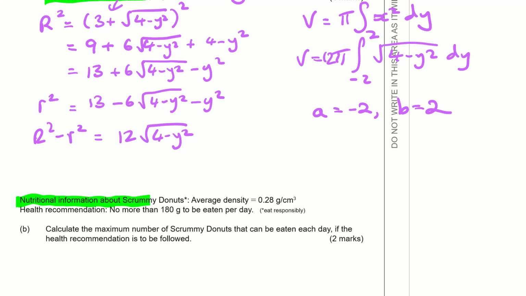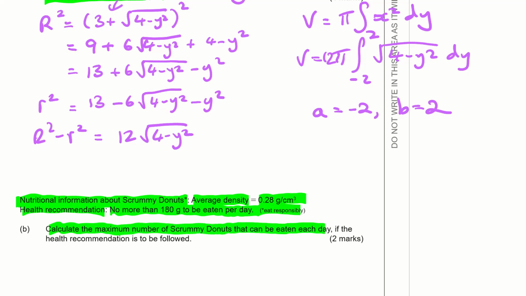Nutritional information about scrummy donuts. Average density is 0.28 grams per centimetre cubed. Health recommendation: no more than 180 grams to be eaten per day. Eat responsibly. So calculate the maximum number of scrummy donuts that can be eaten each day if the health recommendation is to be followed.